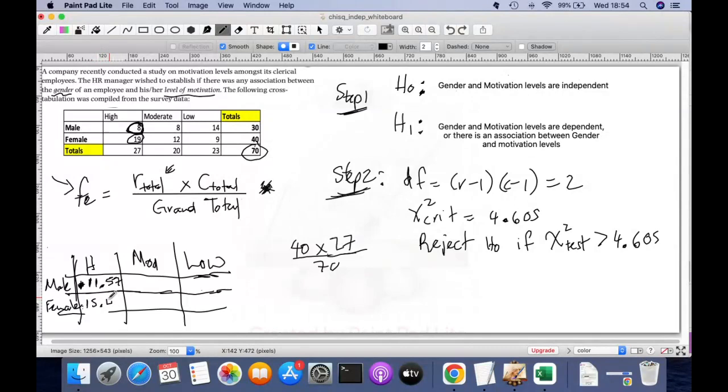See if you're getting the hang of it. Can you work out this value here for me? Males that are low, using this formula, like how I showed you. Give it a shot. Get the answer and write it in the chat. What is the expected frequency for males that have a low level of motivation? Use this formula here.